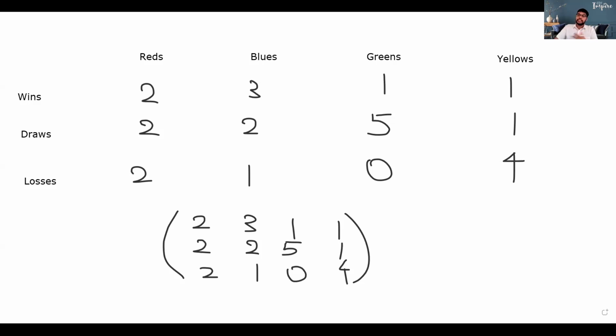So children, this is a classic example of writing a table and then putting that information straight away into a matrix. All right. Okay. So, all right, children.